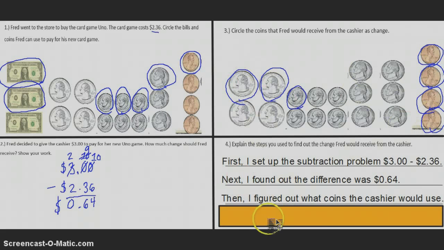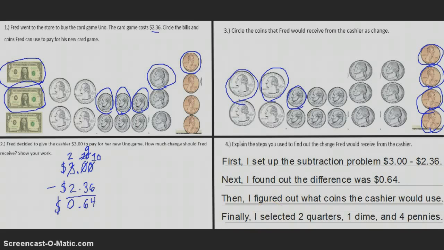And finally, which is the last sentence starter, finally, I selected 2 quarters, 1 dime, and 4 pennies, and that equaled 64 cents. That's the change Fred would receive from the cashier.